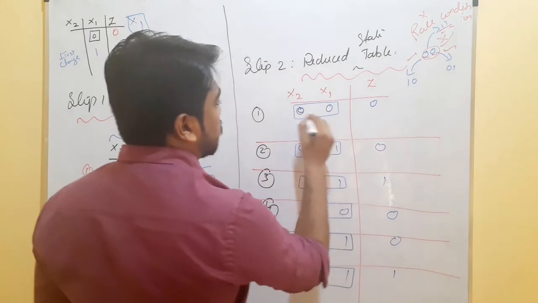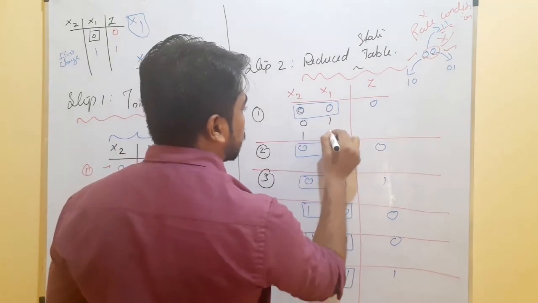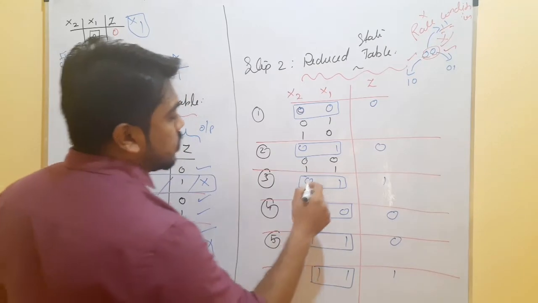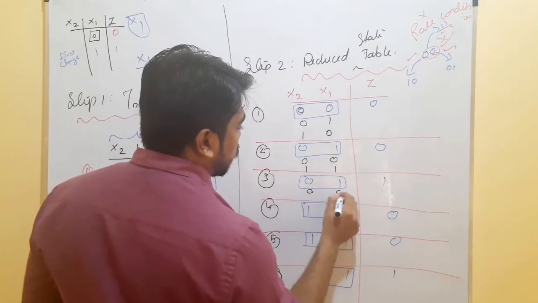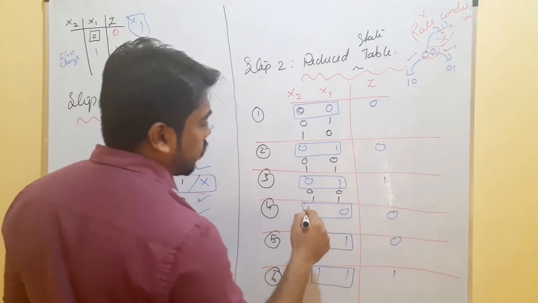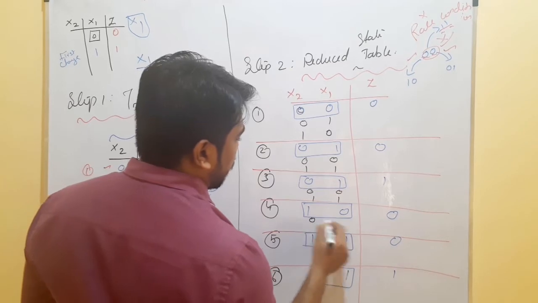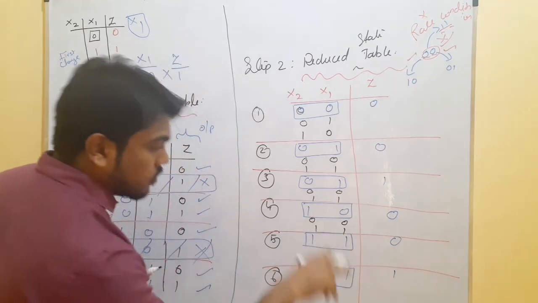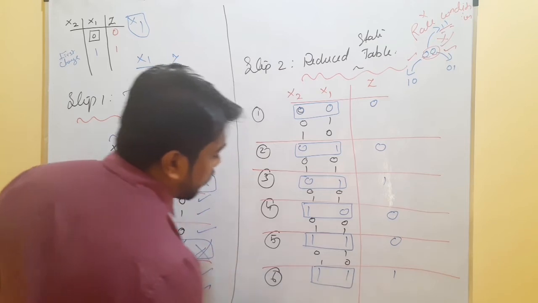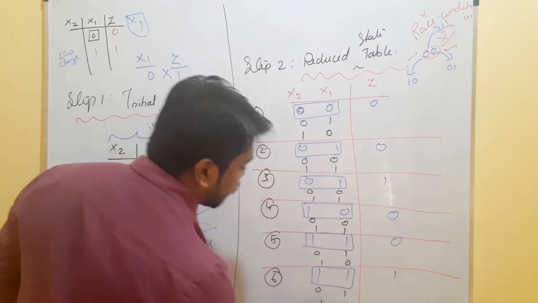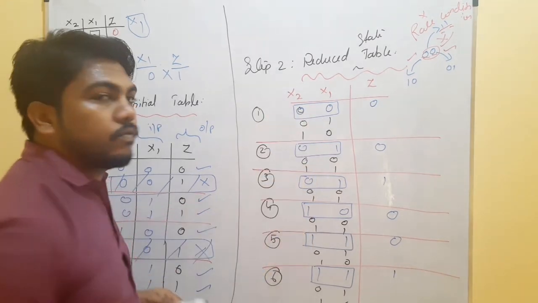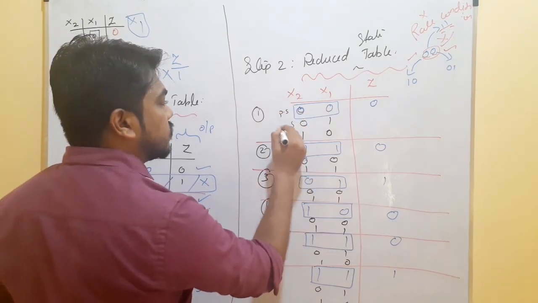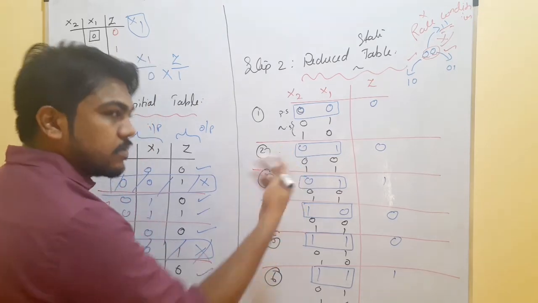So 0 0 means 1 1 is not possible, 0 1 and 1 0 are possible. 0 1 means 1 0 is not possible, 0 0 and 1 1 are possible. 1 0 means 0 1 is not possible, 0 0 and 1 1 are possible. Likewise 1 1: 0 0 is not possible, 0 1 or 1 0 is possible. So each state can go to different next states. For this one, this is considered the present state, and these two are considered the next states. That's how it will work.